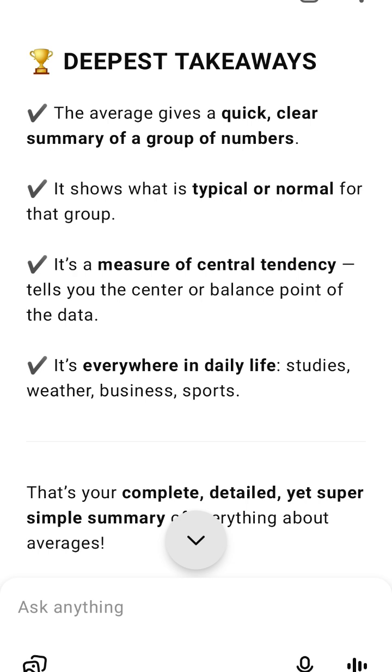Would you like to learn how to calculate averages from word problems, or how median and mode work compared to the average?